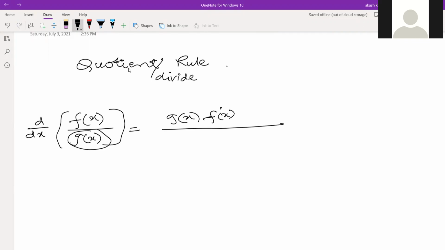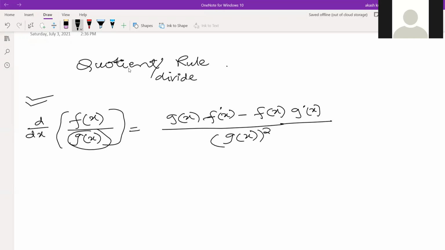Then there will be a minus sign in the formula, and then we keep f of x as it is, and differentiate g of x, which will be g dash of x, and then we square g of x. That's the formula. So the top part is like the earlier one we did, right?